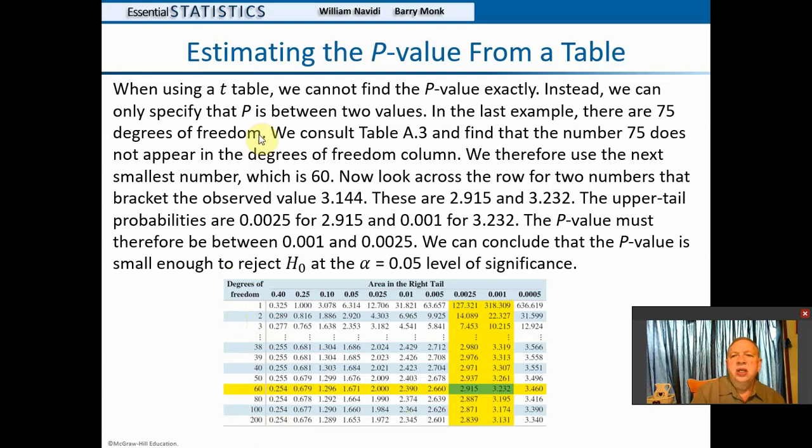Okay. So if you need 75 degrees of freedom, you have to back up one. So you need to go to the left, where there are more extreme values. So you would do the 60.